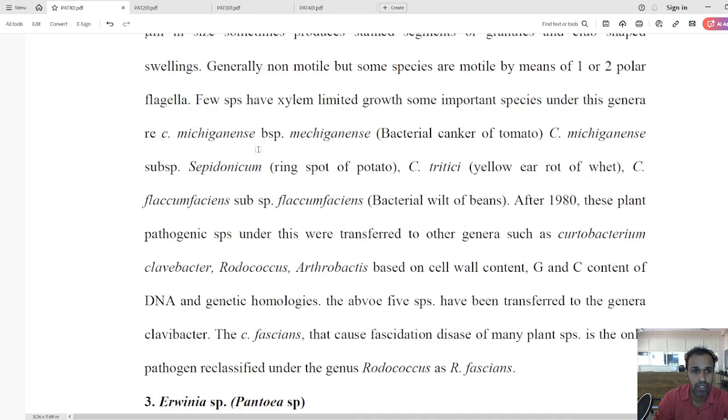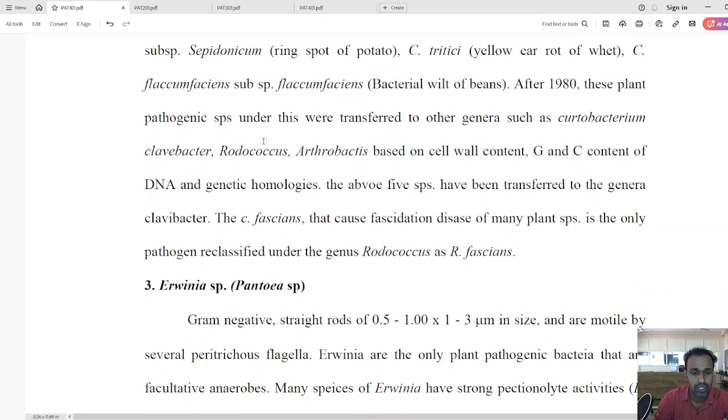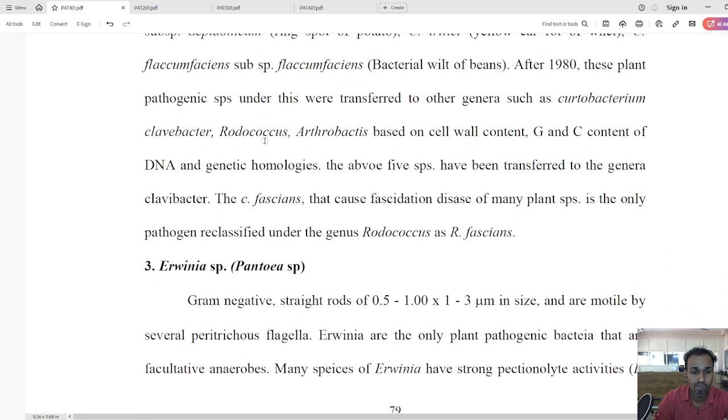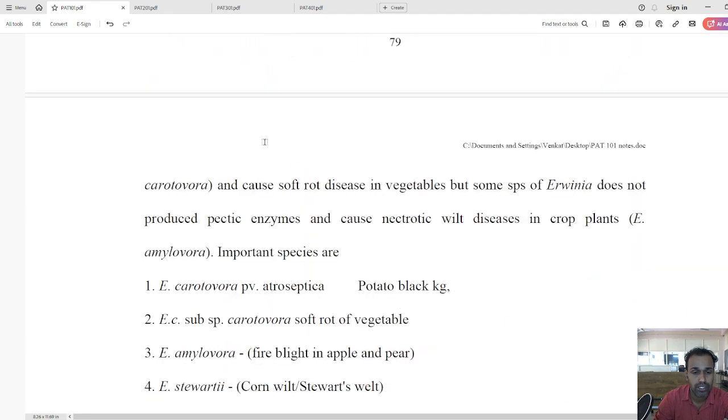Right. Corynebacterium is there. Pantoea is there.